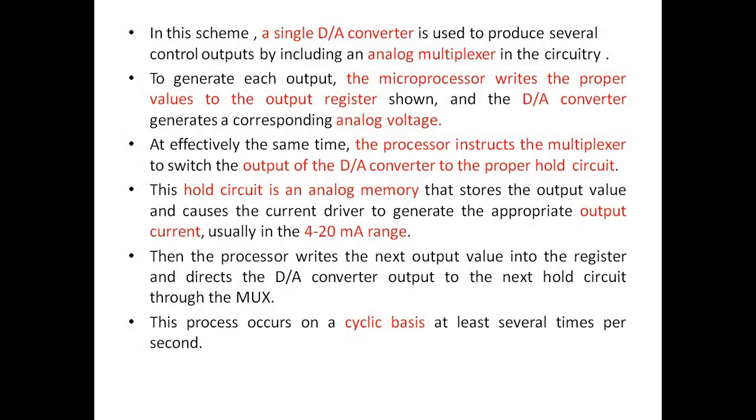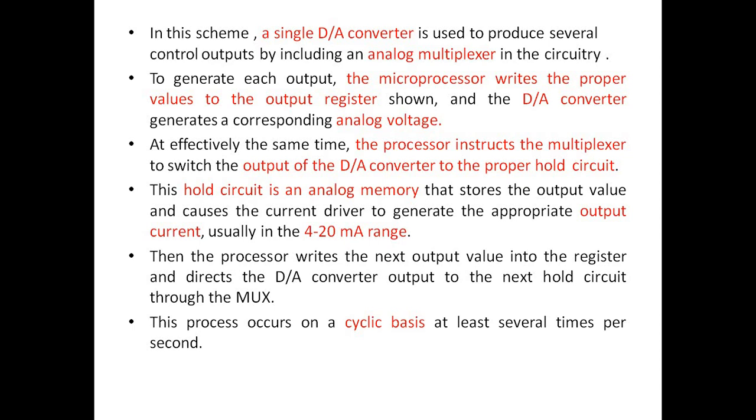In the scheme, a single digital to analog converter is used to produce several control outputs by including an analog multiplexer in the circuitry. To generate each output, the microprocessor writes proper values to the output register. The digital to analog converter generates the corresponding analog voltage. At effectively the same time, the processor instructs the multiplexer to switch the output of the digital to analog converter to the proper hold circuit.